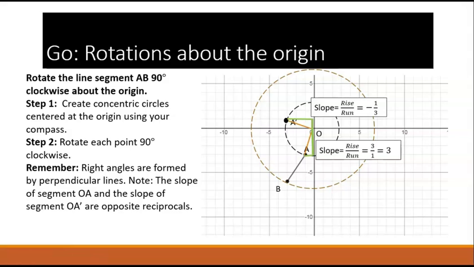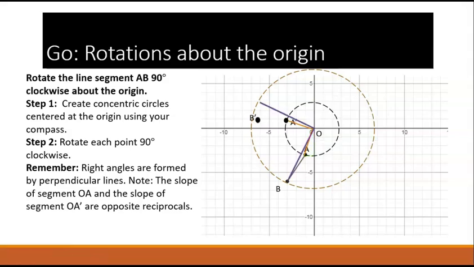Now I want to do the same thing with point B. From B to O, the slope of this segment is 2. I go up 2 and over 1. So then to find B prime, I'm going to go up 1 and then over 2 to the left until I reach the larger concentric circle. My next step is to connect A prime and B prime, and I have successfully rotated segment AB.